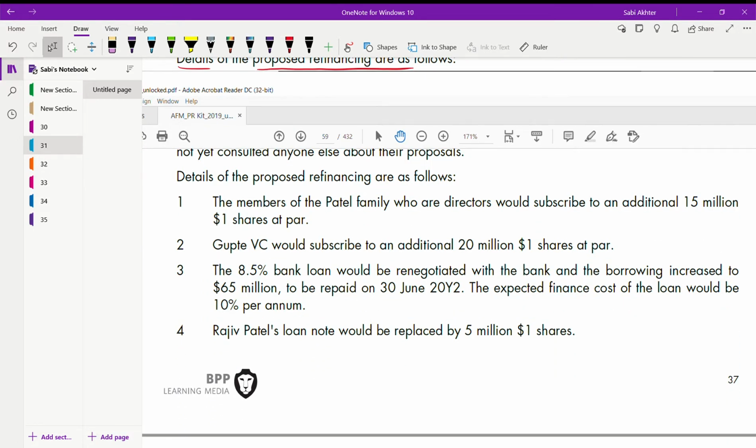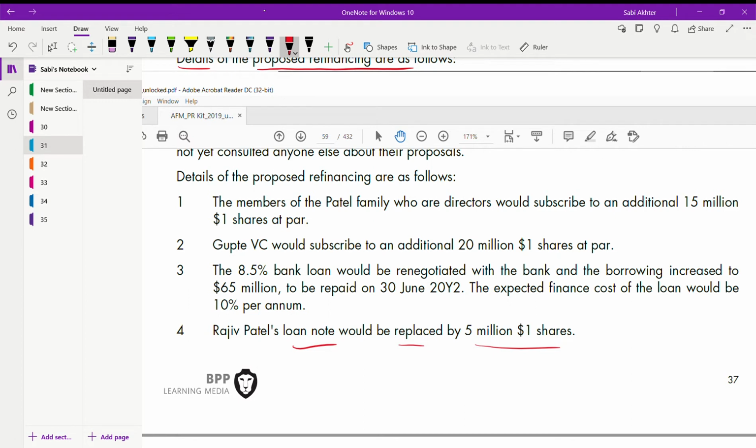Through this only, you can show the impact on your income statement and balance sheet. How? Just see, there are 4. We can see here the loan note is replaced by shares. That means the loan note will be cancelled by that amount, 5 million, and will be added to your shares. So shares will increase, loan will reduce. You can see the impact.